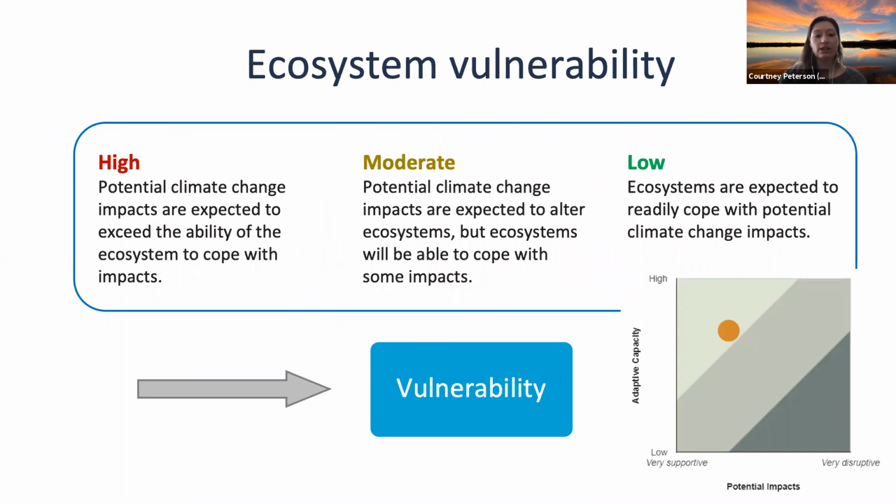And then finally, based on your ratings for potential impacts and adaptive capacity, you'll give a vulnerability determination. And so maybe you have a really high vulnerability, which means those potential climate change impacts are expected to exceed the ability of your ecosystem or your management topic to cope with those impacts. Maybe it's somewhere in the middle and it's moderate because the impacts are expected to alter your ecosystem, but your ecosystem is going to be able to cope with some of those impacts and has that higher adaptive capacity. Or maybe the vulnerability rating is low and your ecosystems are going to be able to readily cope with any of those potential climate change impacts that are projected for your area.